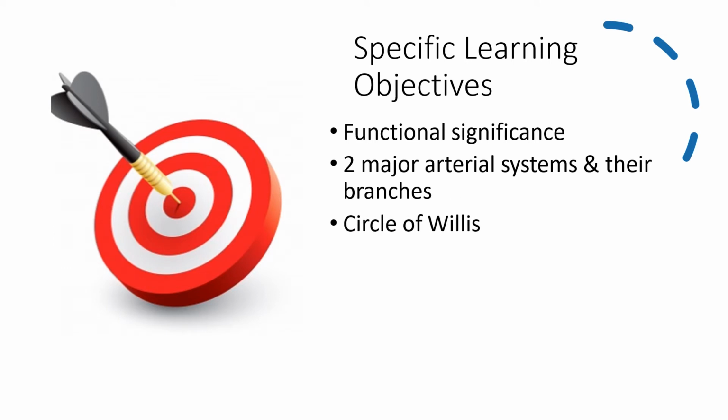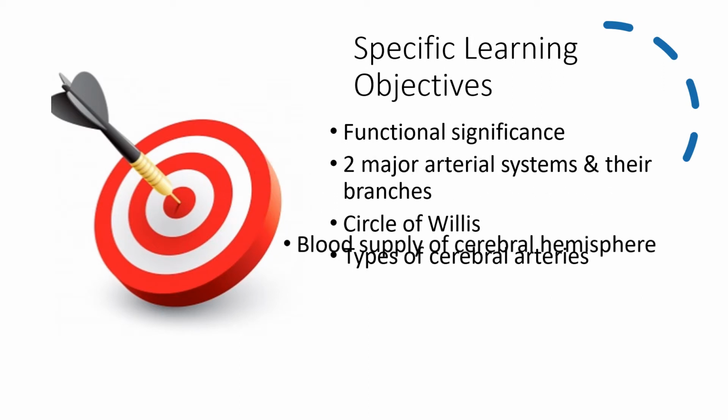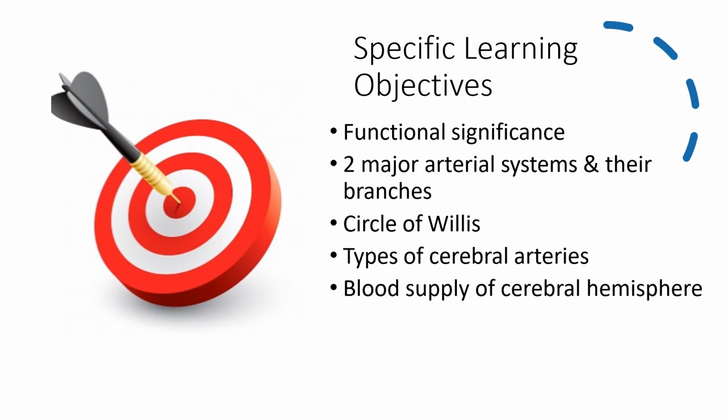3. We will discuss about the circle of Willis. 4. We will see the types of cerebral arteries. 5. We will see the blood supply of cerebral hemispheres. This we have already seen along with the cerebrum. We will briefly see about the cerebral veins. And lastly, we will discuss the relevant clinical anatomy.